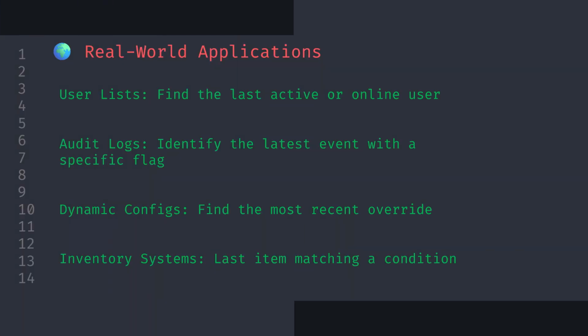This technique is handy for anything involving configurations or user tracking, whether it's a last active session or most recent item update. This logic helps you find what you need. It is especially useful in UI states and real-time applications. Now you know how to reverse search an object efficiently.